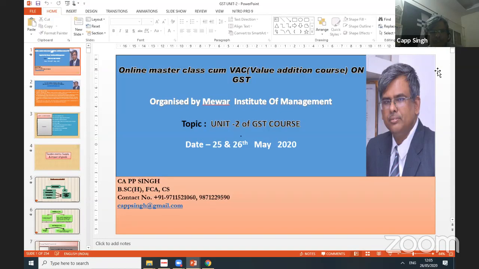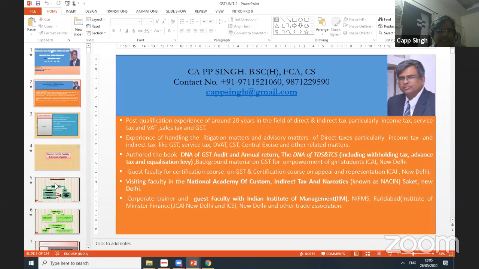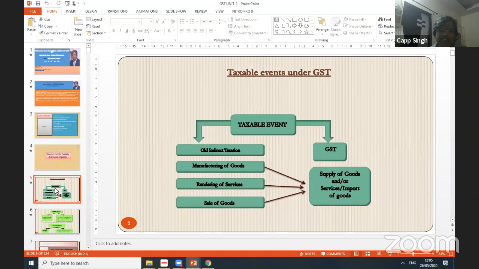Now the next point we have to discuss, which is very important for all of us, is that the taxable events in the earlier regime were several, with several taxable events for several levies. For excise duty, manufacture or production was the taxable event. In the case of services, the provision of service was the taxable event. In the case of VAT or central sales tax, sale of goods was the taxable event. Now in GST, the taxable event is supply only. So we must understand that in the case of GST, there is a single taxable event, which is supply of goods or services.